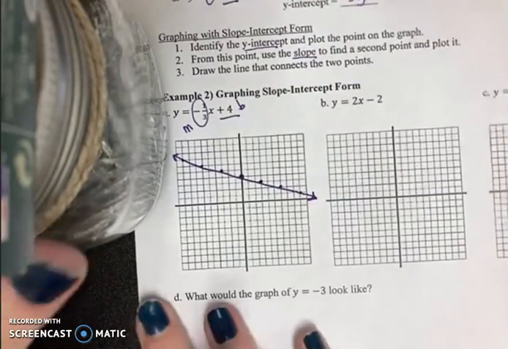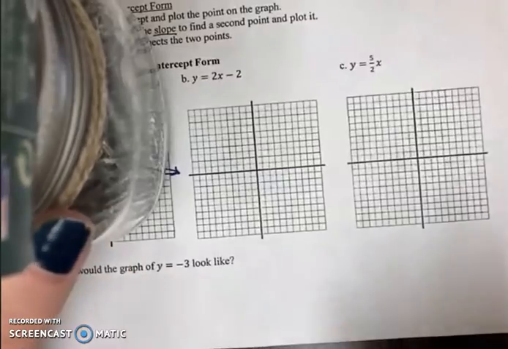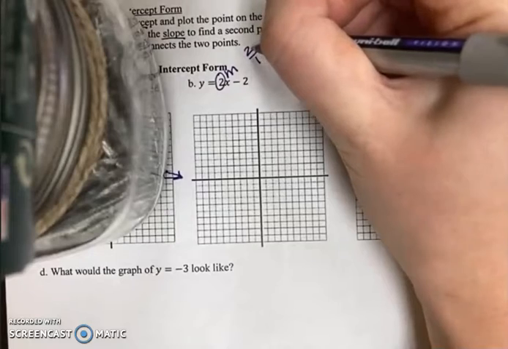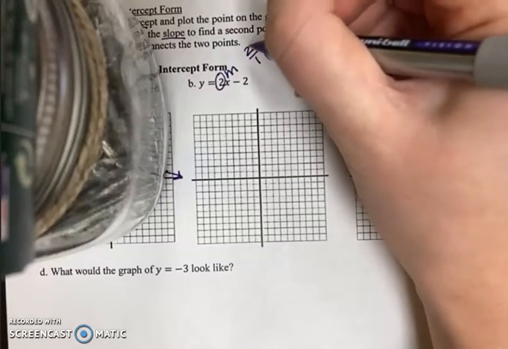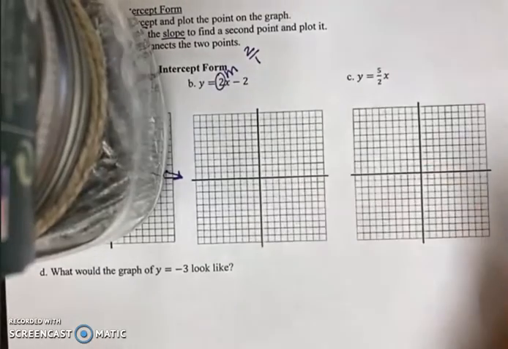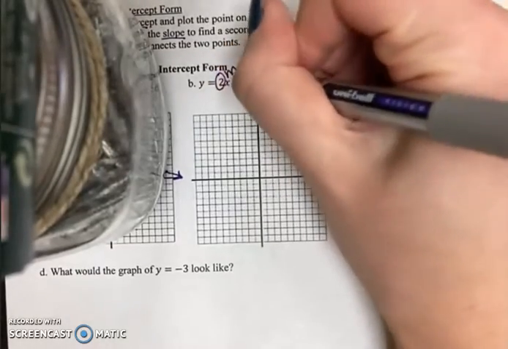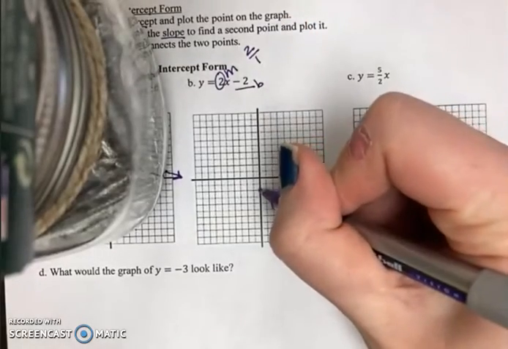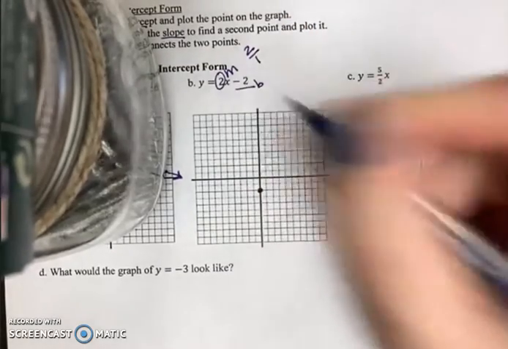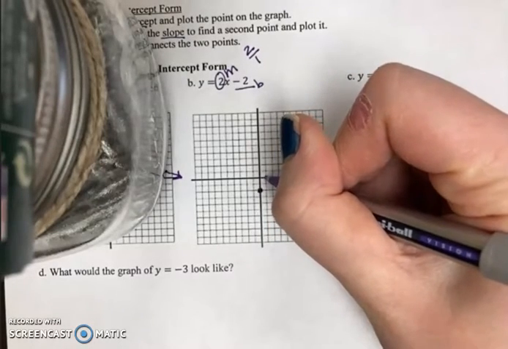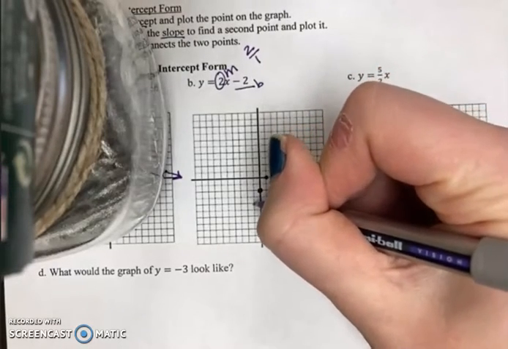All right, part B. Let's try that one. So m is going to be 2, or 2 over 1. So I'm going to go up 2 and right 1, or down 2 and left 1 would be another way I could do it, because 2 negatives would give me that positive slope still. And then b is going to be -2. So I'm going to plot my y-intercept at -2 first, and then use the slope to get a second point. Up 2, right 1, or again, I could have gone down 2, left 1.